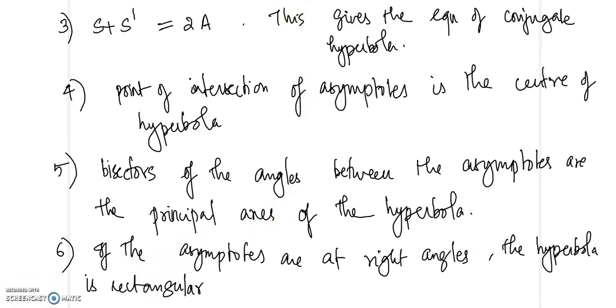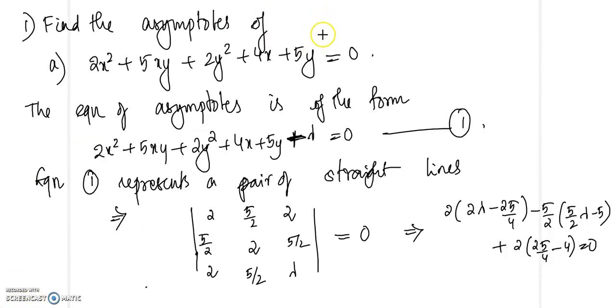So let us look at a problem on finding the equation of the asymptotes. Find the asymptotes of the equation 2x square plus 5xy plus 2y square plus 4x plus 5y equal to 0. Now the equation of asymptotes will be in the form of the given equation plus lambda equal to 0. So they will differ only by a constant. And now let us find the value of lambda using the determinant.